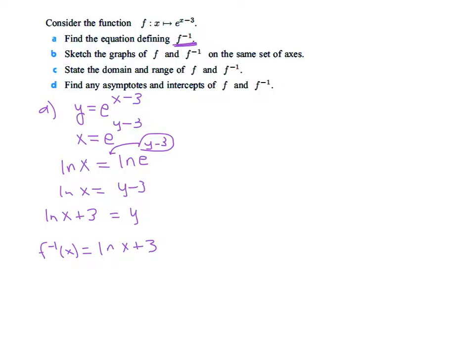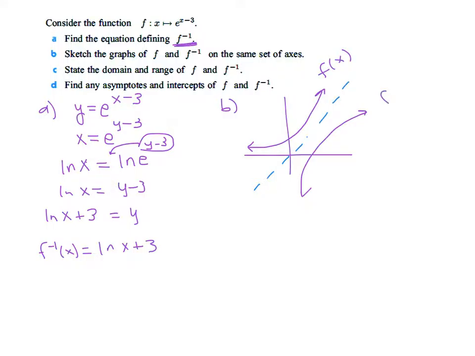Sketch the graph of f and inverse on the same set of axes. So for B, we have y is equal to e to the x minus 3. So we would have something like this. And then the inverse, which reflects on the y is equal to x line, will look something similar to this. So that would be f of x, and this would be the inverse.